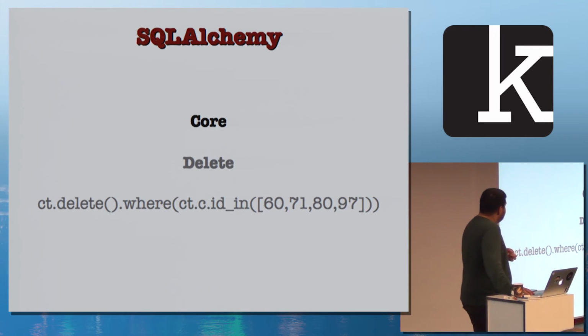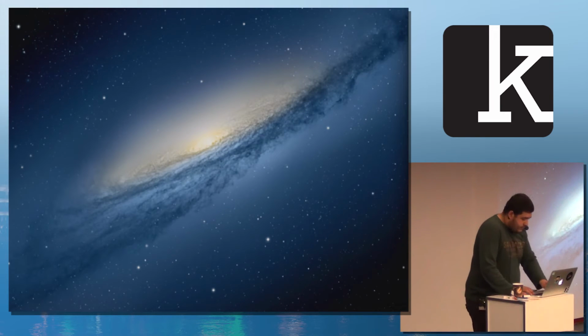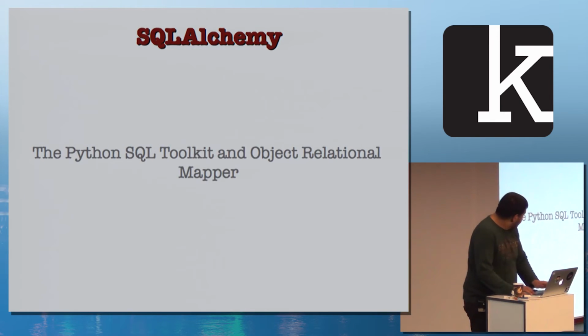And the delete operation is also performed on the table. We are basically saying here that the countries with the ID 60, 71, 80, 97, we just want to delete them. And that's not an underscore, that's, I'm sorry. Okay.